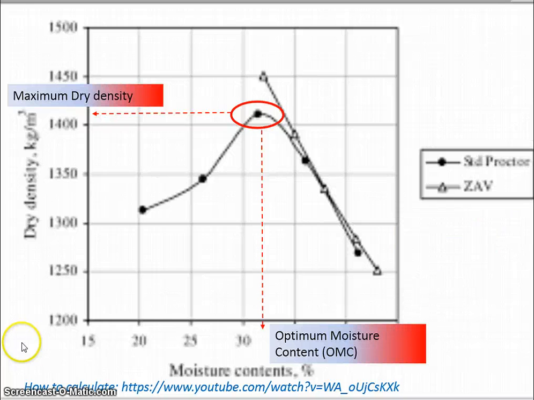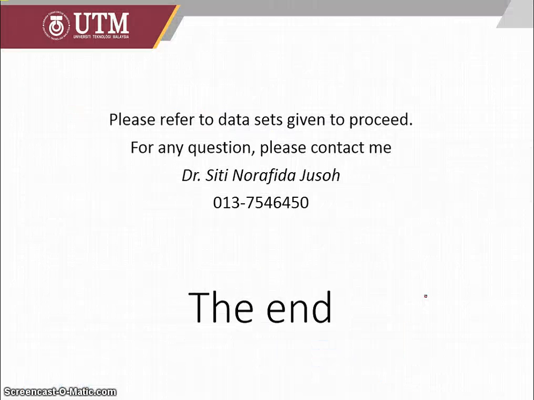Okay, I'll try to draw what happens if the zero air void is inside. So if the zero air void is inside the curve, it is wrong. So you can give your opinion on why it happened. Usually it is because of a fault during the compaction. Okay, that's all for the slide, but I would like to show the video and also the data.